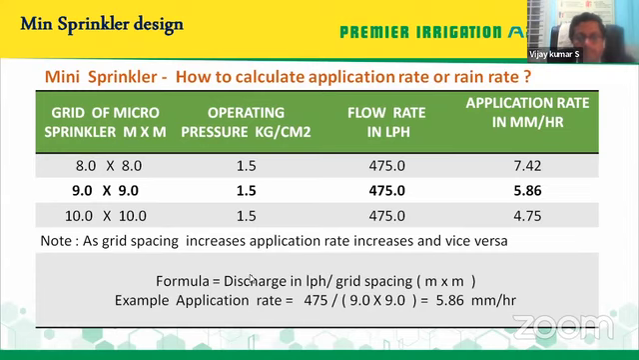So what will be the application rate? Very simple. Take the total discharge divided by the grid spacing. The grid spacing is 9 meter by 9 meter. So 475 divided by 81 will give you 5.86 millimeters per hour. That means in 1 hour, you are going to give a rain rate of 5.86 liters per square meter.